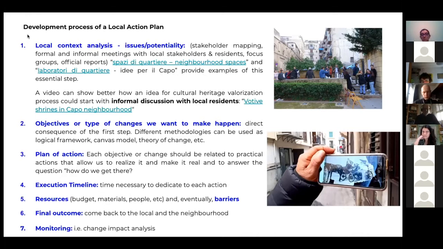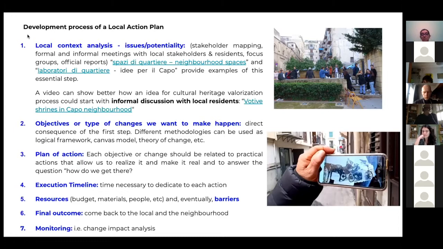There are several methods that you can use, that you probably already use, like stakeholder mapping or informal or formal meetings with stakeholders or residents. There are more formal methods like focus groups, or official reports that you could refer to in order to come out with some data. This is what we normally do, what we have done in other participative actions, like Paola described.